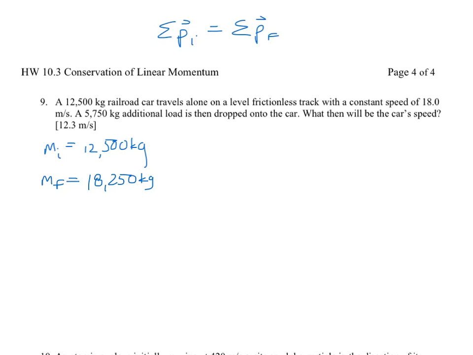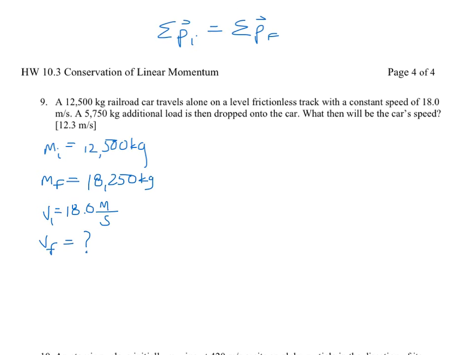Okay, so we want to find out what is the car's final speed. The initial speed of the car is 18.0 meters per second. The final speed is what we want to solve for. That's the question mark right there.